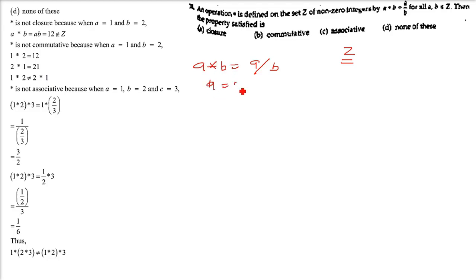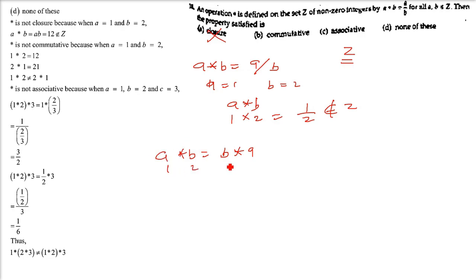If you take a equals 2 and b equals 1, a star b is defined by a by b, so 1 by 2 is 0.5, which is not in Z. It is not following the closure property. Commutative: a star b equals b star a, so is a by b equal to b by a? No, it cannot happen. For example, take 1 and 2 and 2 and 1: 1 by 2 is not equal to 2. It is not commutative.